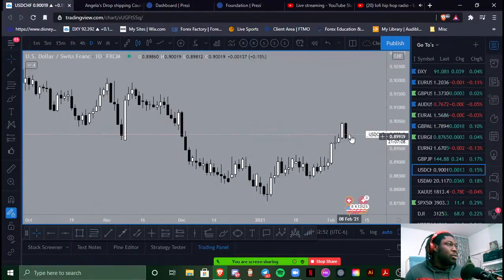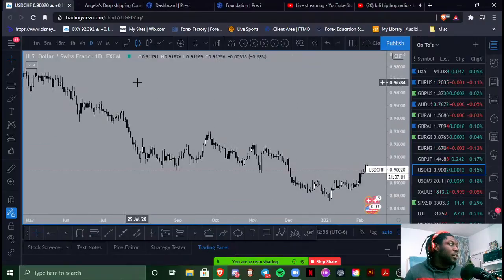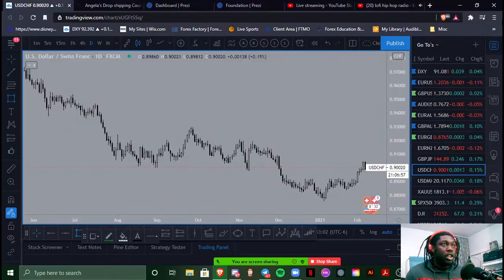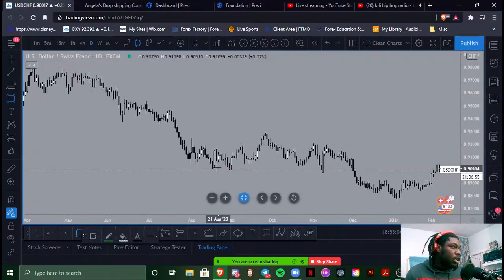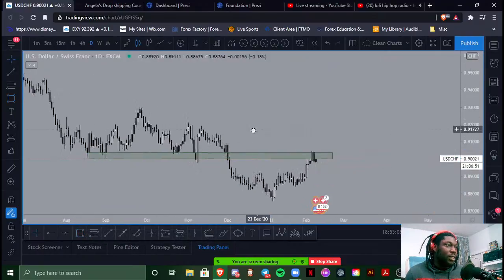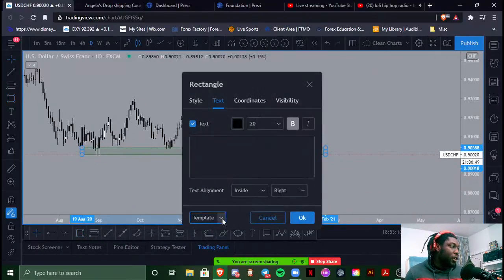USDCHF. Ooh, I don't like seeing this. This might be a reversal happening. Who knows? But anyways, I see this structure right here on USDCHF. I definitely do see this possibly turning around right here.